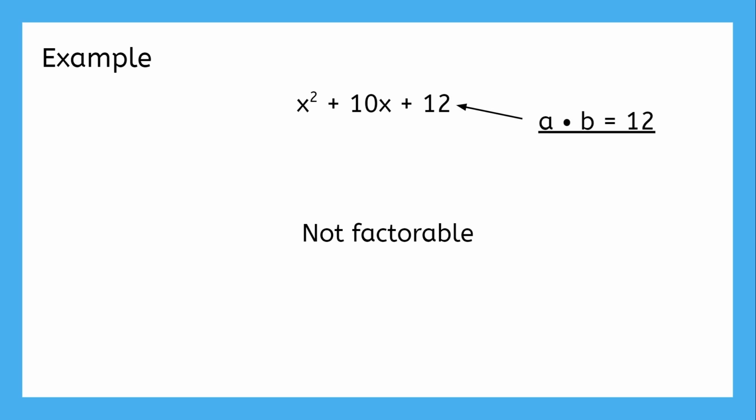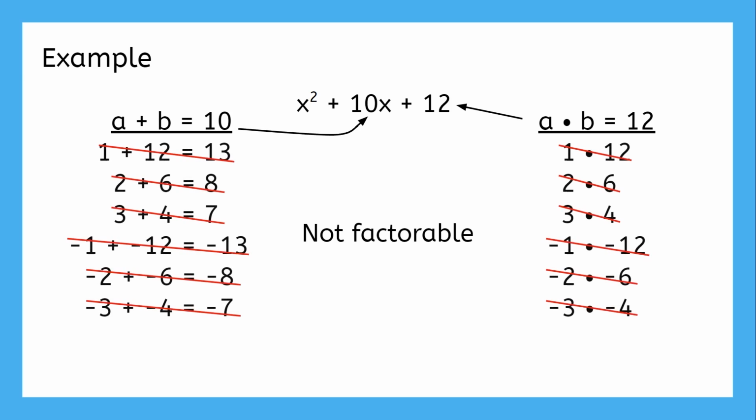We could try to find all the combinations that multiply to make 12 and test them to see which ones add together to make 10, but your paper probably ended up looking something like this. No matter what we try, none of these combinations work because they weren't meant to. This quadratic function can't be factored. Sorry about that. You're right, that wasn't fair. Okay, no more trick questions. This one can be factored. So pause the video now and see how you do.